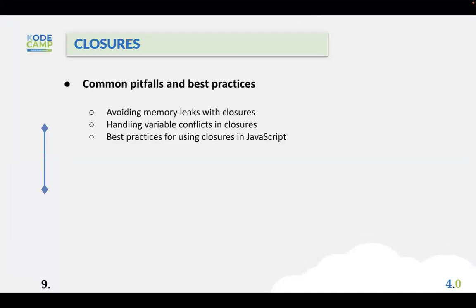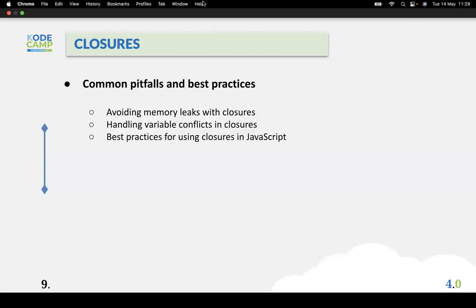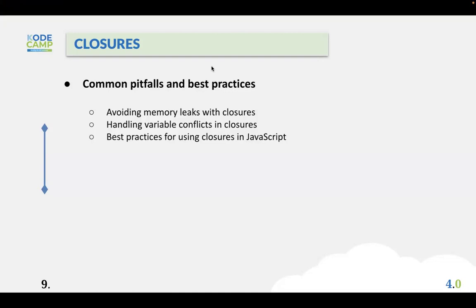Moving on, the next item on our list is common pitfalls and best practices. So avoiding memory leaks, handling variable conflicts in closures, and best practices for using closures in JavaScript. Avoiding memory leaks, we don't really have any examples on that because I just want to leave it out for a reason best known to me.